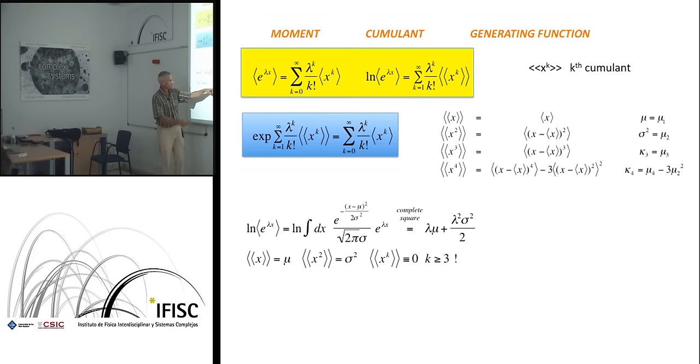Okay. So what do you find? The Gaussian distribution can be very easily characterized by the following very important property. It's a distribution for which only the first two cumulants are finite, and all the others are 0. Okay, so these, of course, are these two, because it has to be, and all the other cumulants are 0.